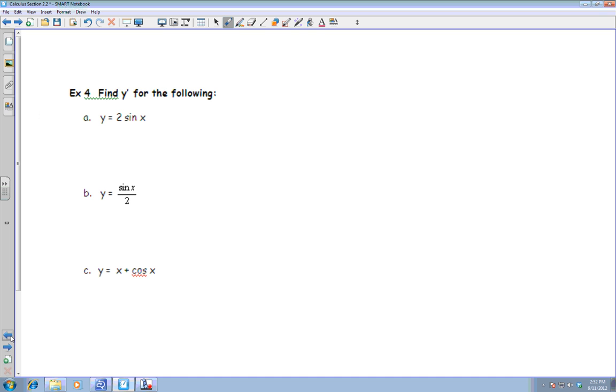Okay, find y prime for the following. So this right here, sine x is on your sheet. So look on your sheet and find the derivative of sine x. Okay, so on your sheet, the derivative of sine x is cosine x. So anytime you just have a constant in front, that constant's going to stay, and I want to find the derivative of sine x, cosine x. That was easy.